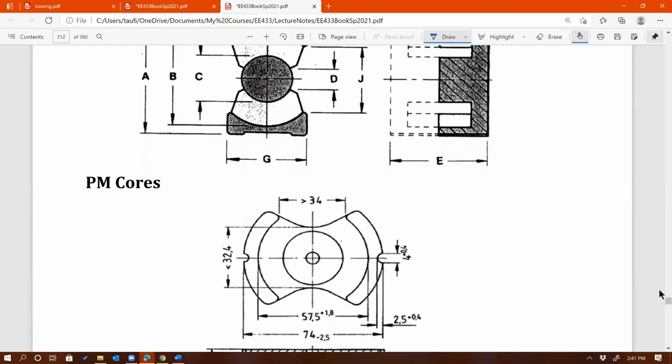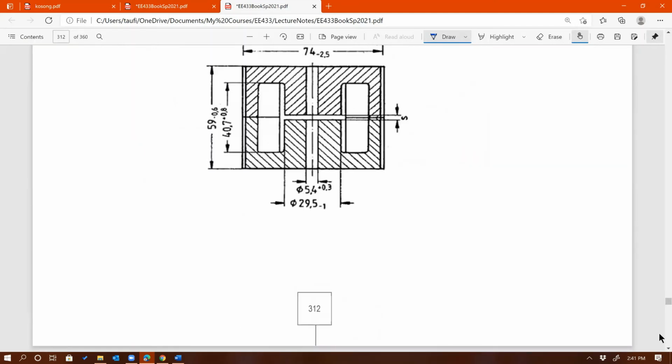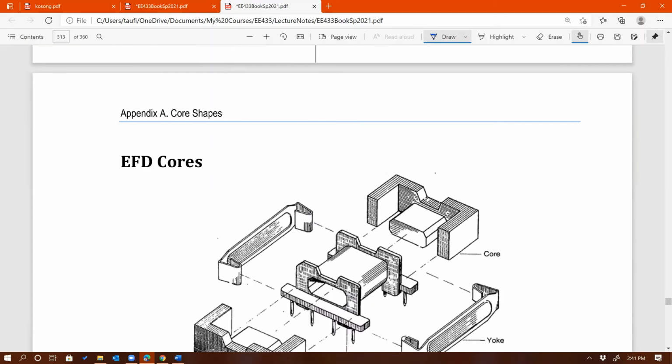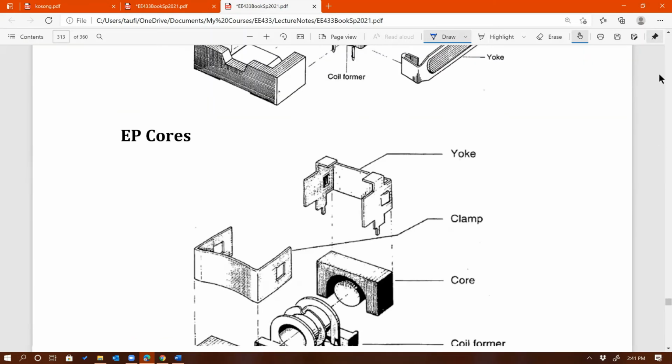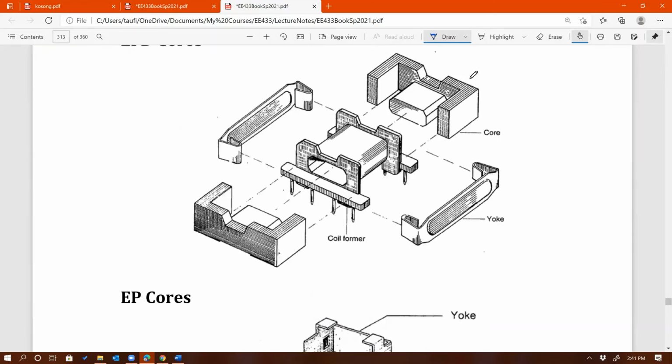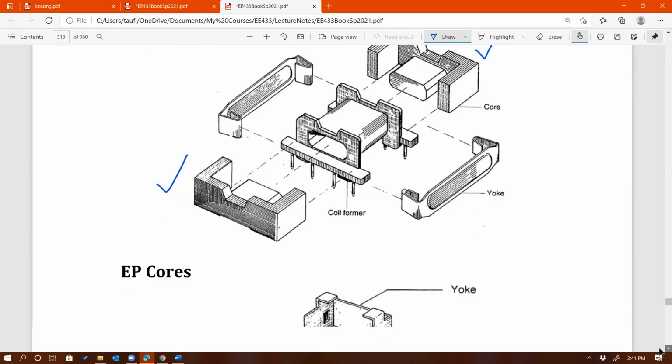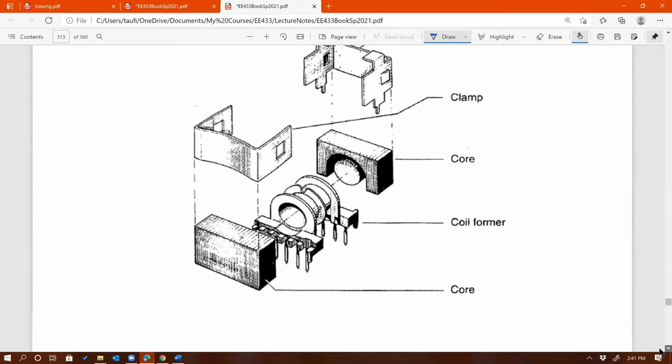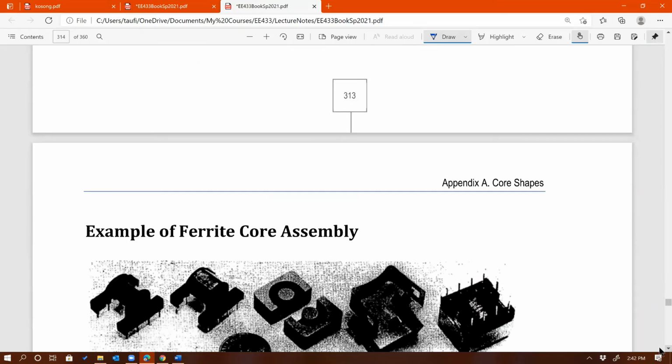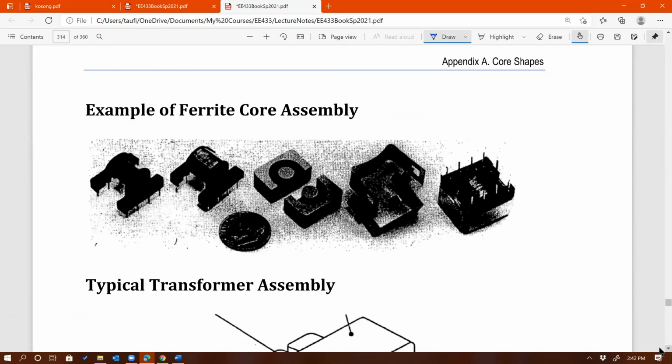PM, I don't think I have PM cores. EFD, no, I don't think we have EFD. It looks exactly like this. Again, two pieces. See that? Two pieces. And then EP. Do we have EP? No, we don't have EP, of course. Again, there are two pieces. You see, many of these cores have two pieces to make the entire core.